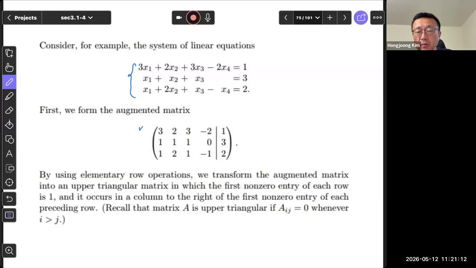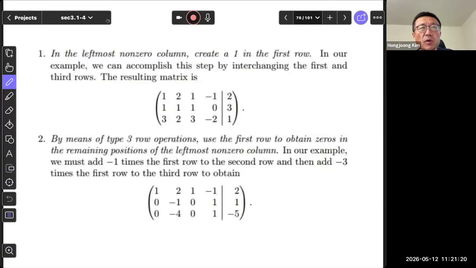Given this augmented matrix, let me exchange the first row with the third row to get 1 in the first row, first column. So in the leftmost non-zero column, you create 1 in the first row.